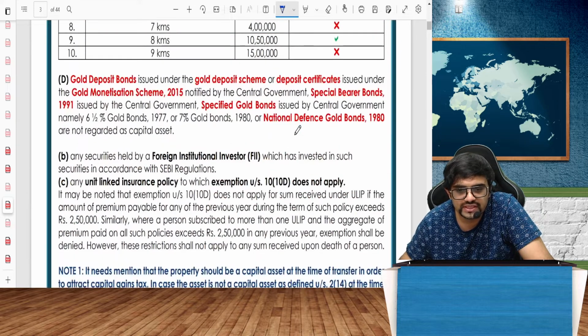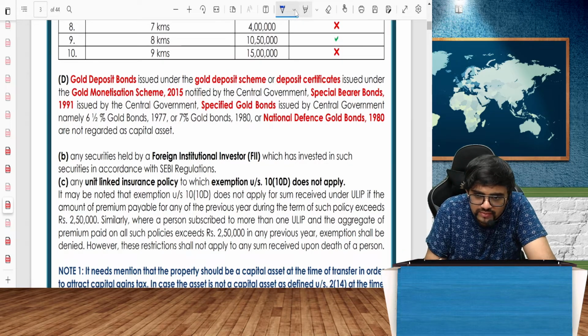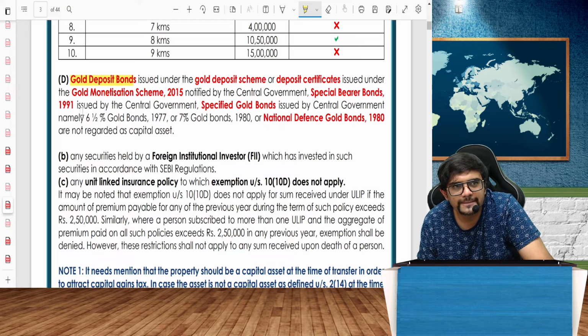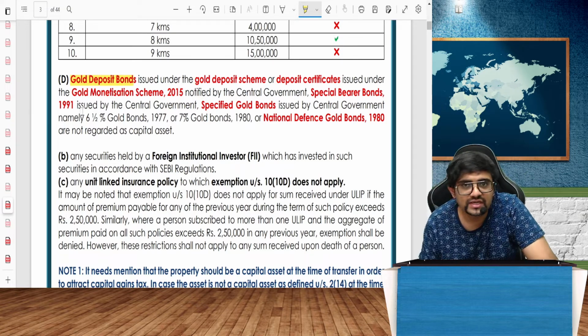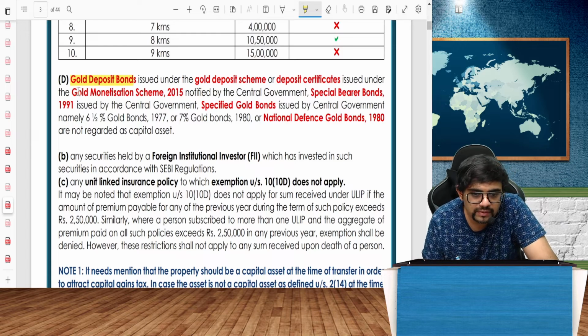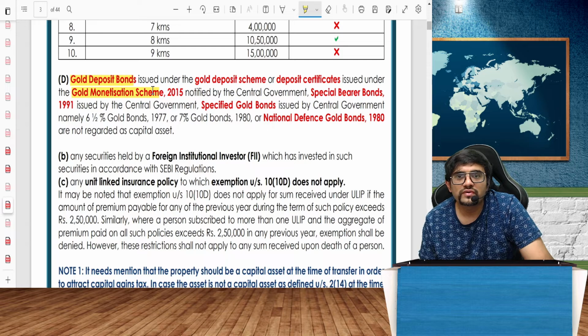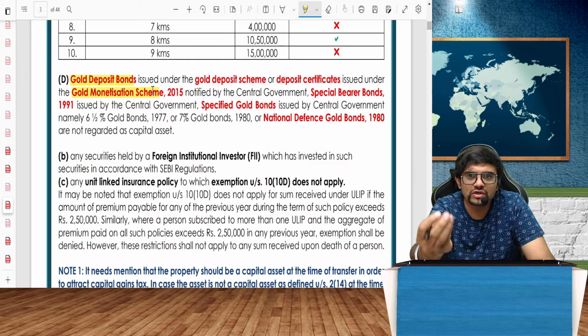So all these examples are there. Next is gold deposit bonds. Gold deposit bonds were introduced a long time ago, in the 1970s. Then Arun Jaitley came with the gold monetization scheme. In the gold monetization scheme, what will happen? You will go and give your gold to the government.